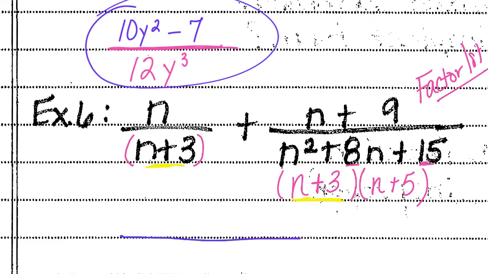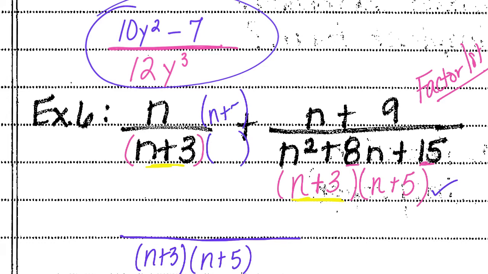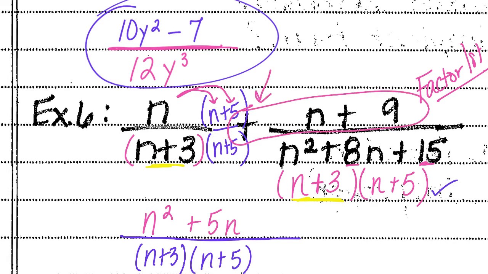Because the n plus 3's are common with the denominator, we're only going to use those once. So I need one n plus 3. And here I have an n plus 5, so I need to use that n plus 5, but notice on the left side I don't have that n plus 5, so what do you think I need to multiply by? Yes, by 1, so I'm going to use n plus 5 over n plus 5. So let's get to work. n times n is n squared. n times 5 is 5n. But watch that sign right here, I also have plus n plus 9.